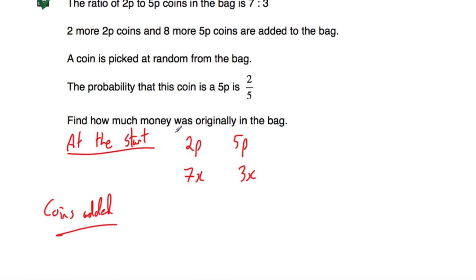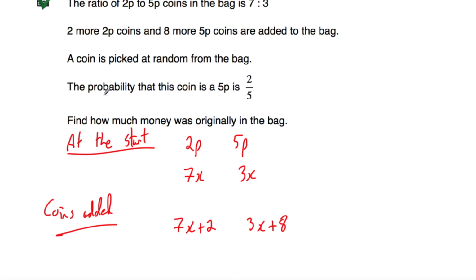We're then told some coins are added. We're told that 2 2p coins and 8 5p coins are added to the bag. So let's add 2 to the number of 2p coins. So the 7x, we're adding 2, so that'll be 7x plus 2. We're just adding 2 more coins in. And then in terms of the 5p coins, there was 3x of them. We're going to add 8, so that'll be 3x plus 8. So that's fantastic. We now know expressions for the number of 2p and 5p coins in the bag. Now we don't obviously know what x is yet, but hopefully we'll be able to find that.